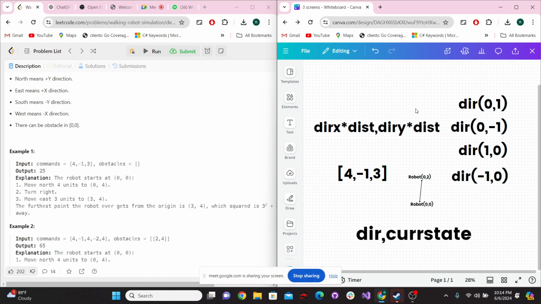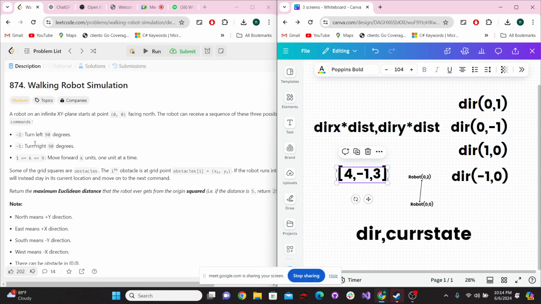So it's just simple, right? You're encountering a 4, so dx times distance, y times distance. You encounter a -1, which means turn right 90 degrees. Let's just say you have 0 1.